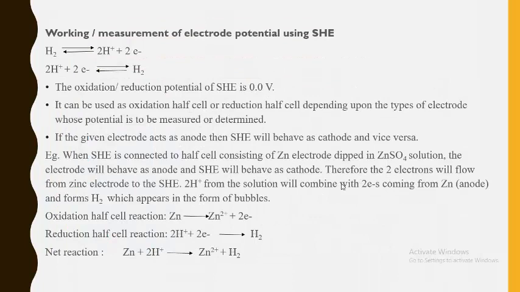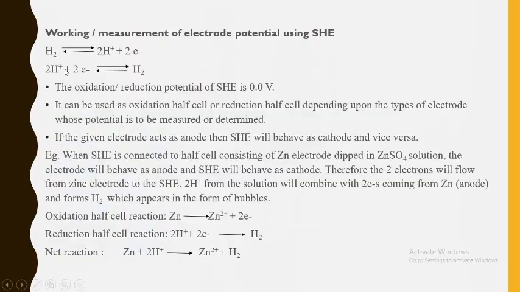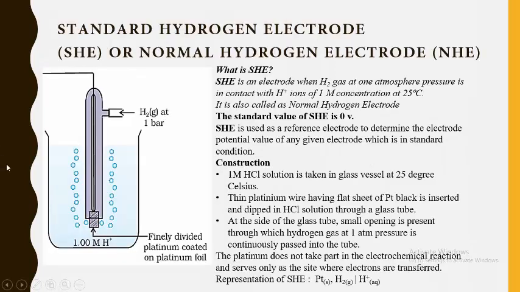Now, working or measurement of electrode potential using the SHE. The hydrogen that is passed through the opening here, maintained at 1 atmospheric pressure, will undergo oxidation. As a result, it produces 2H plus ion plus 2 electron. Then hydrogen ion that is present in the solution will undergo reduction reaction. It will gain the 2 electron that is lost by the hydrogen again, and form the hydrogen gas. And that hydrogen gas bubbles out from here, you can see.